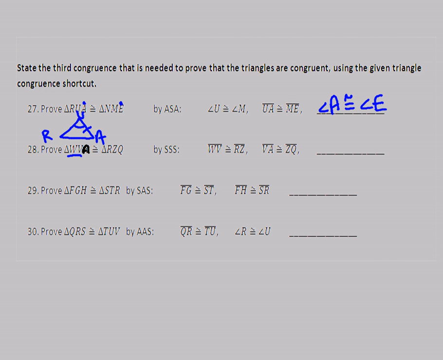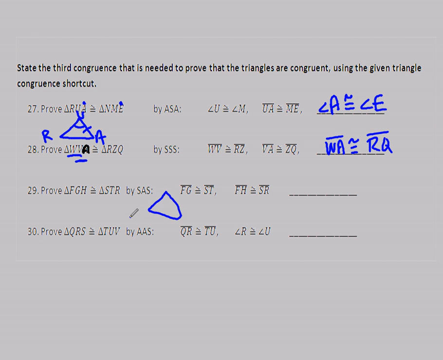If I have WV and side VA, the only side that's left is WA. And same thing for the second part. I have RZ and I have ZQ. That means I need RQ for the second one. So I don't even need to draw a triangle for that one.